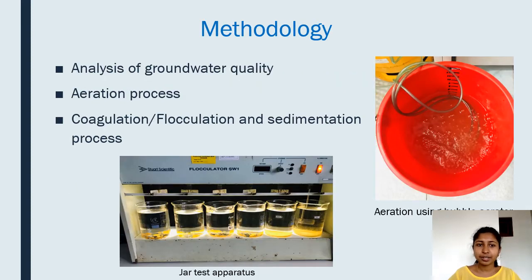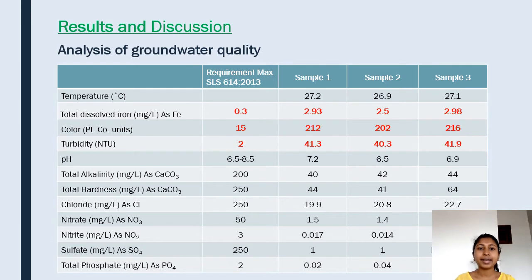Moving on to the methodology, the first step was analysis of groundwater quality, the second step was aeration, and the third step was the coagulation, flocculation and sedimentation process. I did the aeration process using a bubble aerator and the coagulation, flocculation and sedimentation process using a jar test apparatus. As the first step, I did analysis of groundwater quality. There was no other matter that needed to be removed or reduced other than iron, color and turbidity.